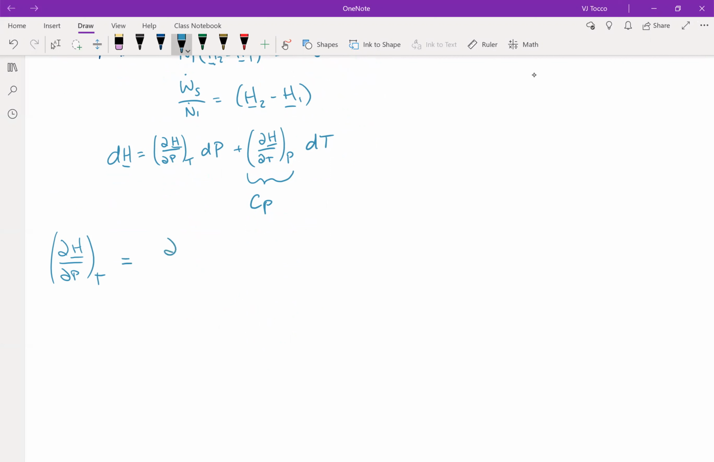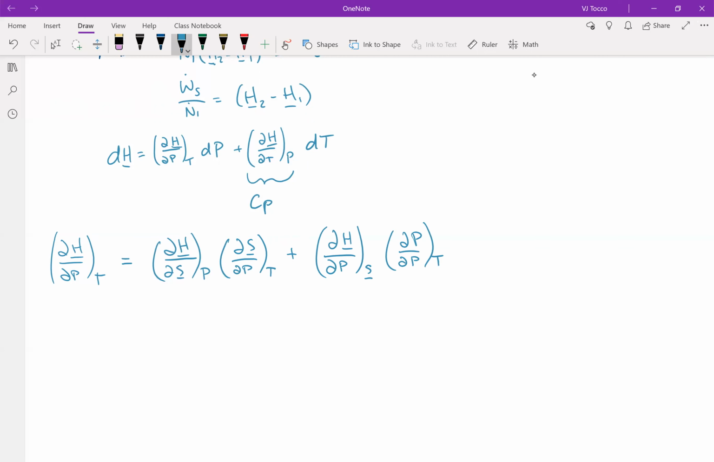So dH/dP, I'm going to expand it into (dH/dS) at constant P times (dS/dP) at constant T, plus (dH/dP) at constant S times (dP/dP) at constant T. So go back to the first video of today or from last time to look at the expansion rule; this is just a form of it. Remember, I didn't cover how this is derived, we just cover how to use it. So I'm going to use this to simplify some things. First of all, dP/dP is 1.